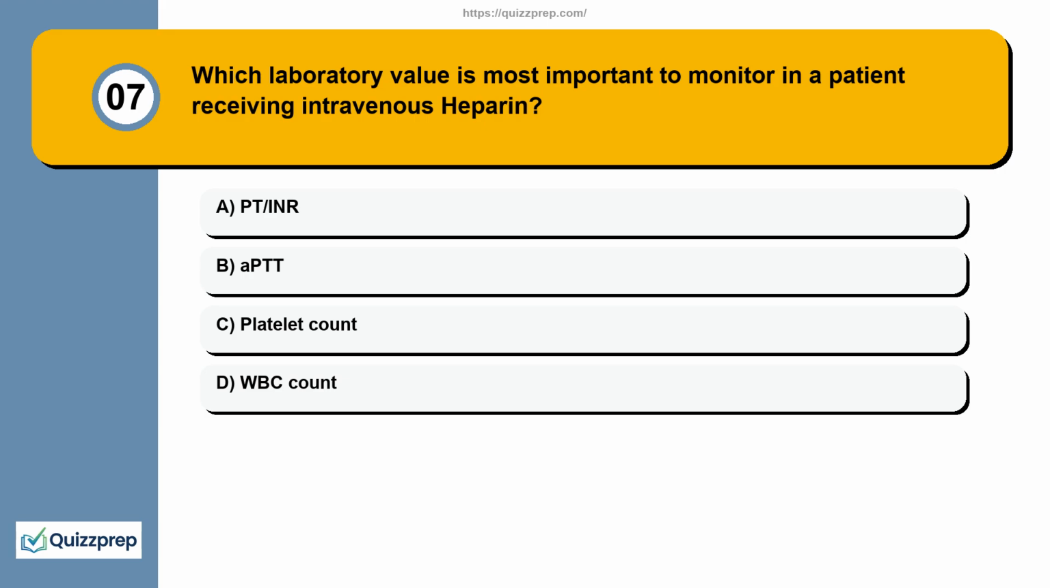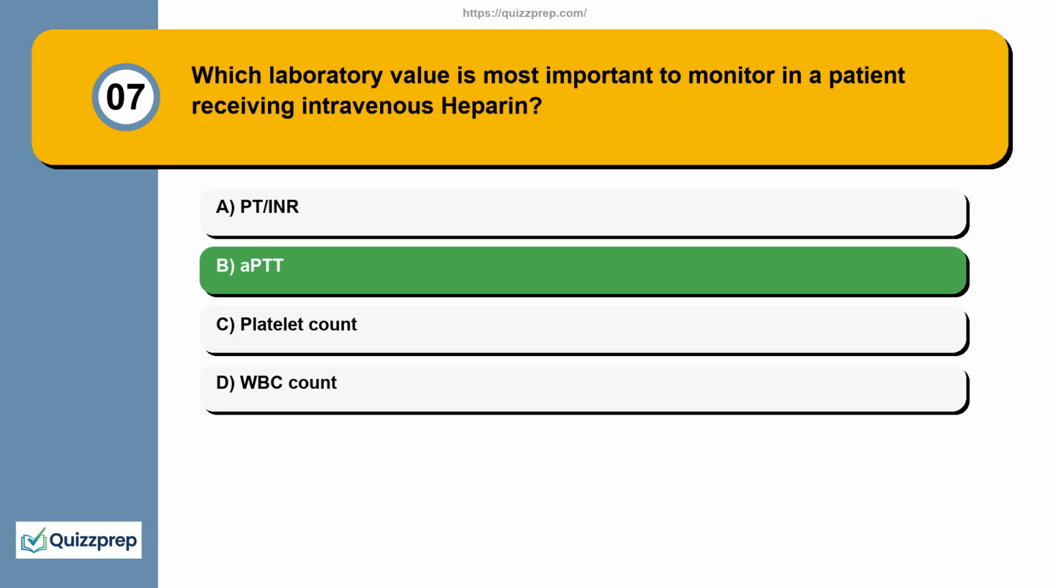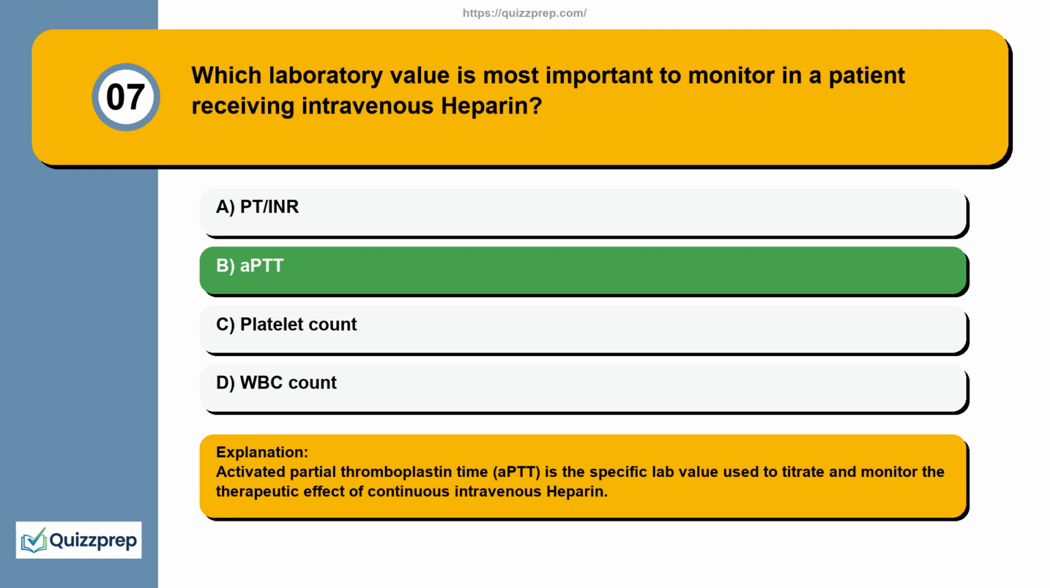Question 7. Which laboratory value is most important to monitor in a patient receiving intravenous heparin? Here are your options. Option A. PT or INR. Option B. APTT. Option C. Platelet count. Option D. WBC count. The correct answer is option B. APTT. Explanation. Activated partial thromboplastin time, APTT, is the specific lab value used to titrate and monitor the therapeutic effect of continuous intravenous heparin.